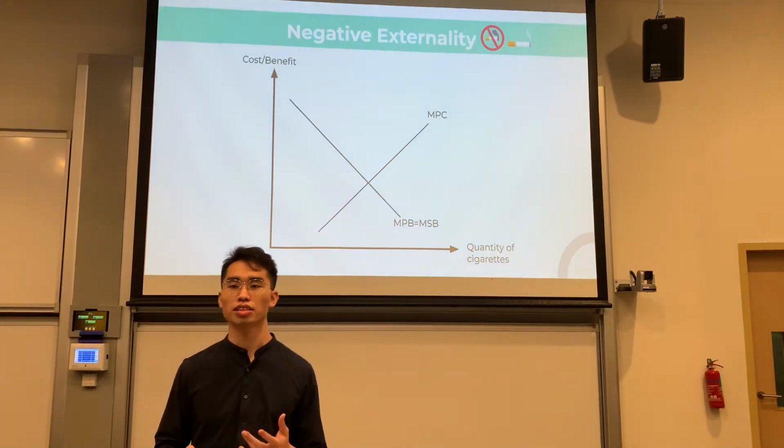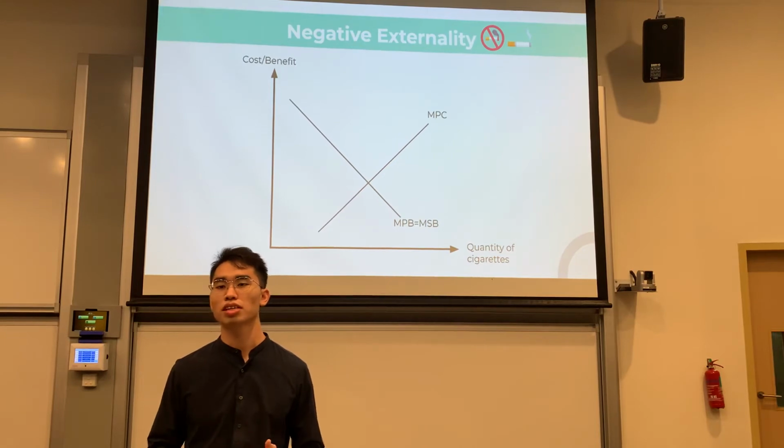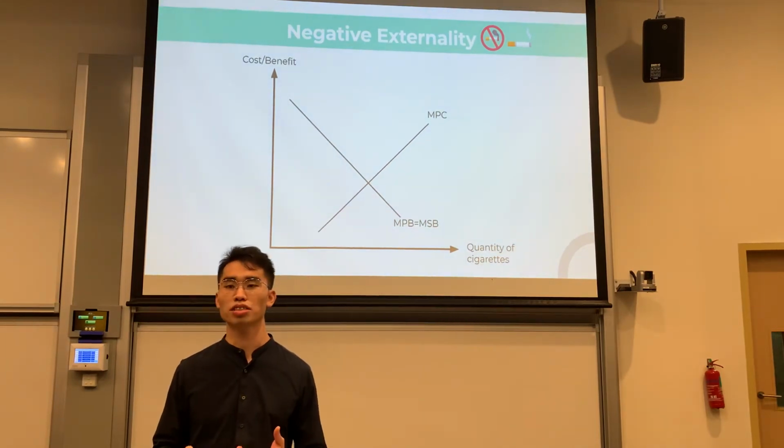However, society, which is a third party, suffers costs when consumers consume cigarettes. The inhalation of secondhand smoke causes health costs to the people around. Hence, society's total cost, the MSC, is greater than the MPC. This is by the amount of the MEC, which is the marginal external cost.